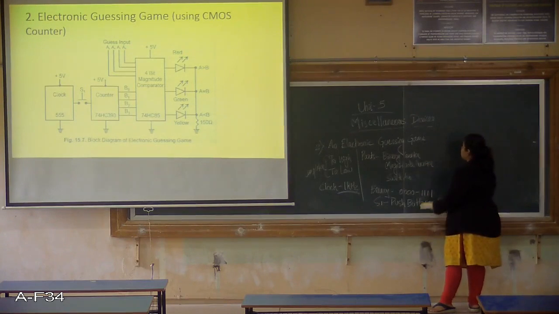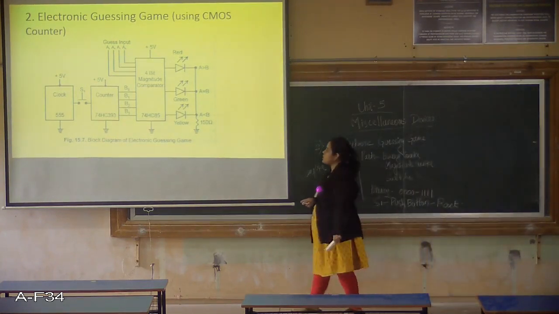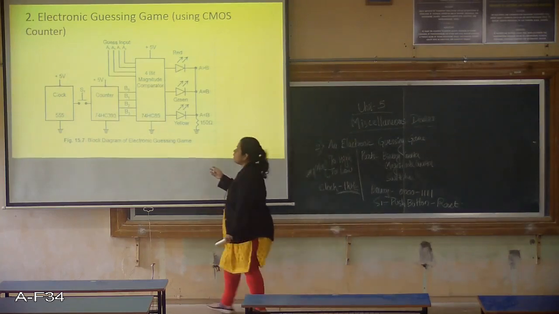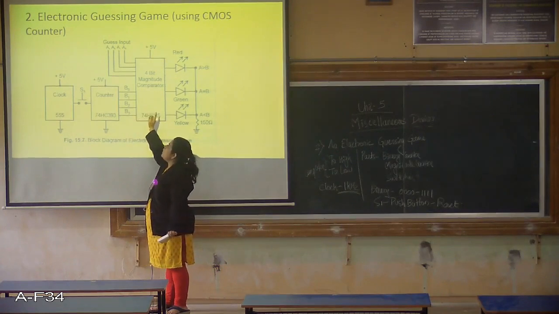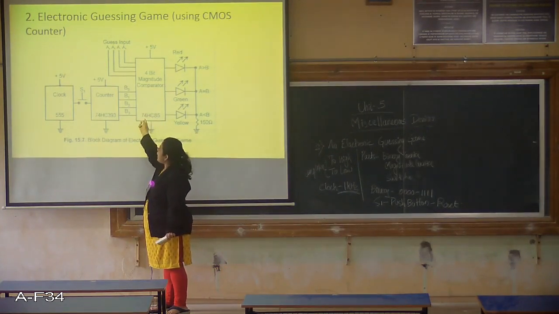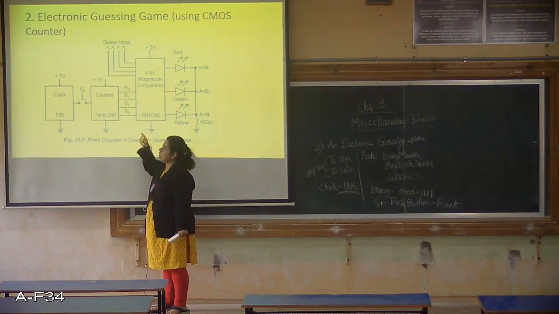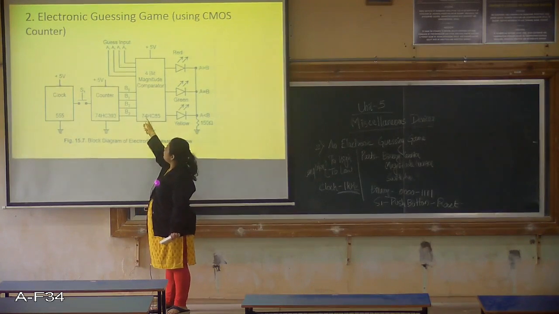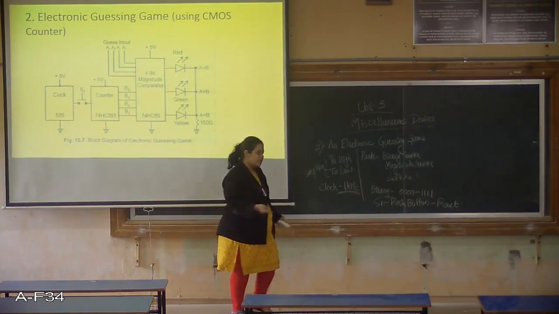Okay? There are three different outputs. I have told you A0 to A3 are the inputs given manually by the person, and these are the inputs generated. A random number will get generated from the computer. If these two match, then the LEDs will glow. Now, which LED will glow? We'll see.